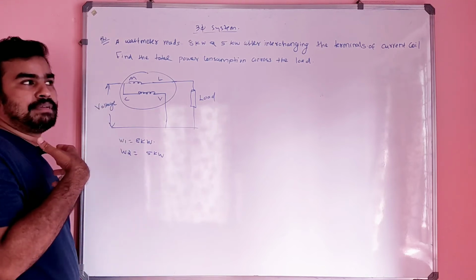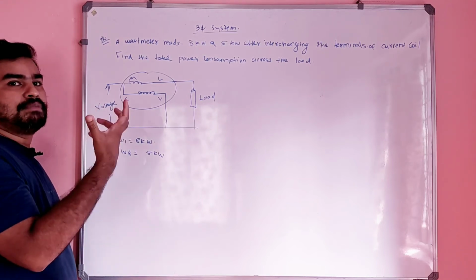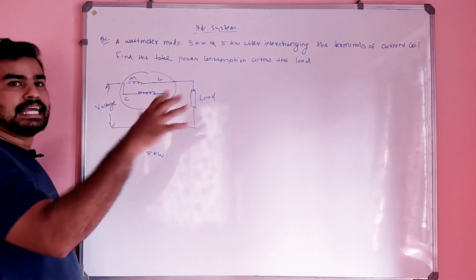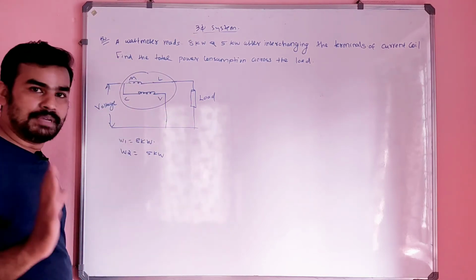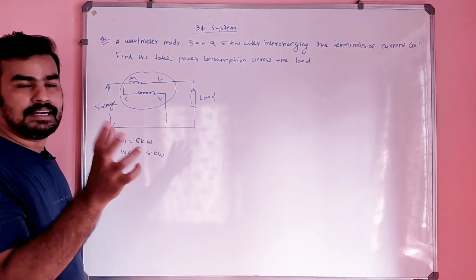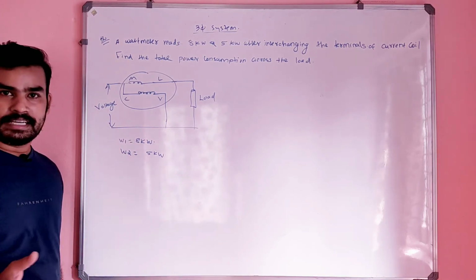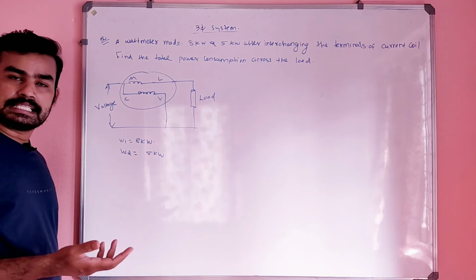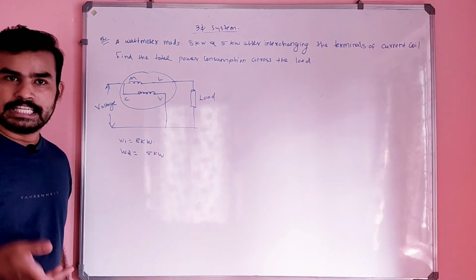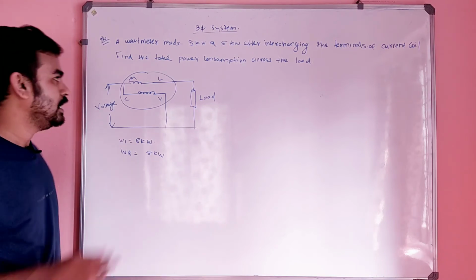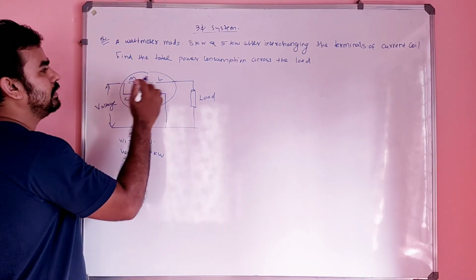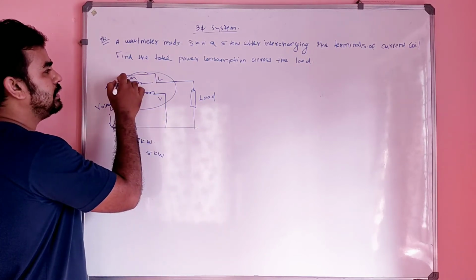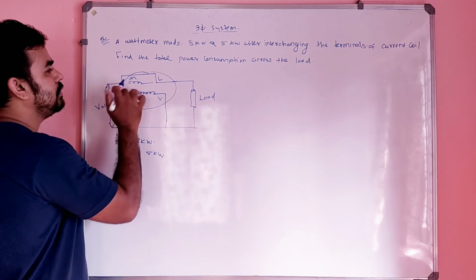So our aim is what? VRY into IR into cosine of the angle between VR and IR. That is the power measurement equation: voltage into current into cosine of the angle between voltage and current. If the current is reversed, the power is also reversed. If you interchange this L, that means if you connect this L like this and this will be like this.